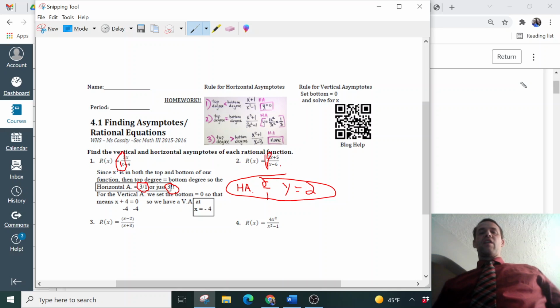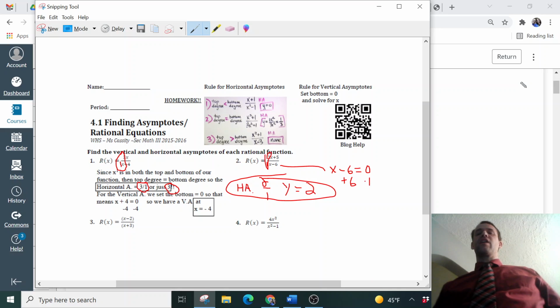Nice. Now the vertical comes from the denominator because it's undefined at a certain number, and that makes a vertical invisible barrier because it's undefined there. And so what you do again is you take the bottom and you set it equal to 0, or not equal to 0 because it's not supposed to be. And you add 6 to the other side. And so when you do that, you do get x equals 6. And so x equals 6 again is called the vertical asymptote. Nice. And so there's our 2 answers.